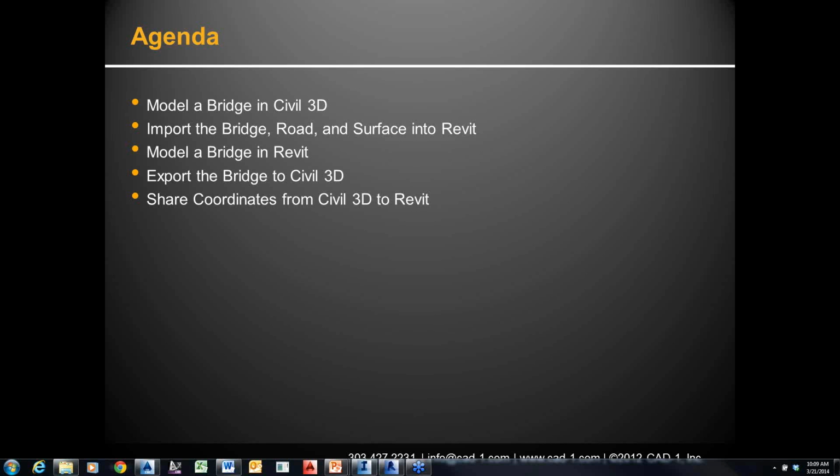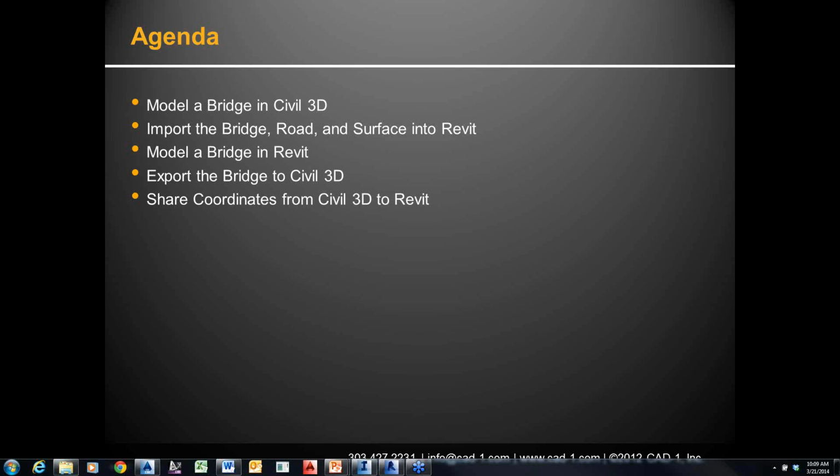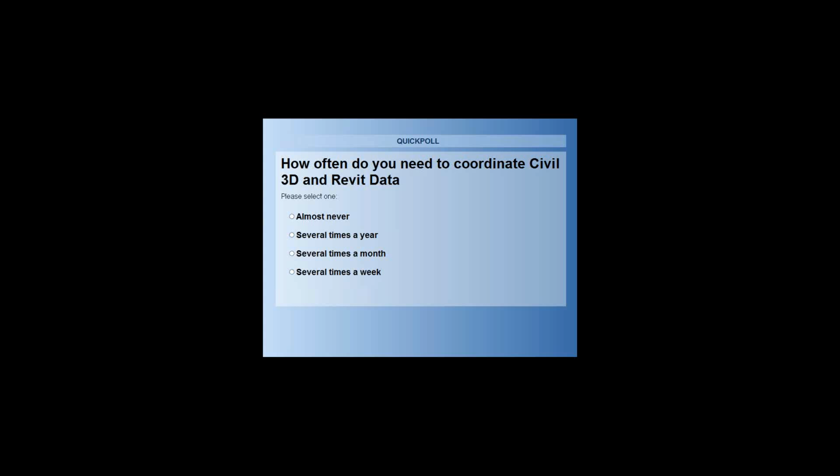Okay, let's post those. So it looks like we got primarily Civil folks here, which is excellent. I want to know who's using both. That's going to be an interesting one to get into. A couple using neither. Okay, well, let's get into our next poll. All right, so how often do you need to share data between Civil 3D and Revit? You almost never have to do it. A few times a year, a few times a month. Do it every week. Kind of get an idea of the audience out there.